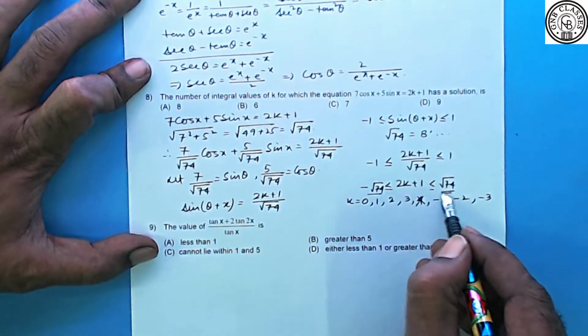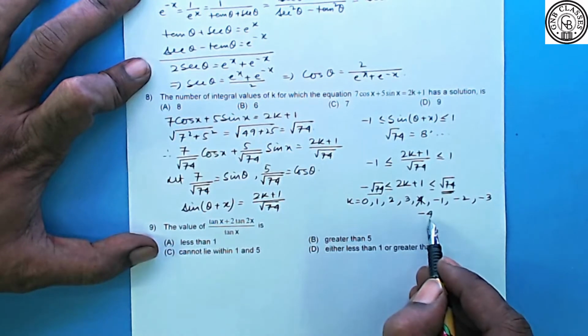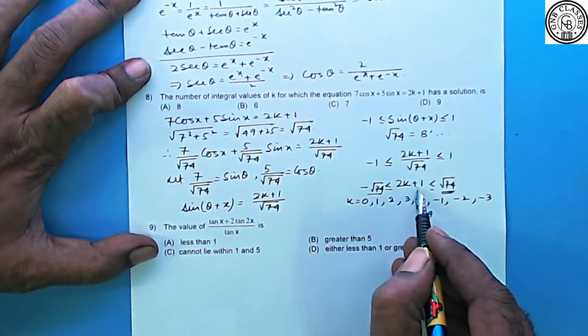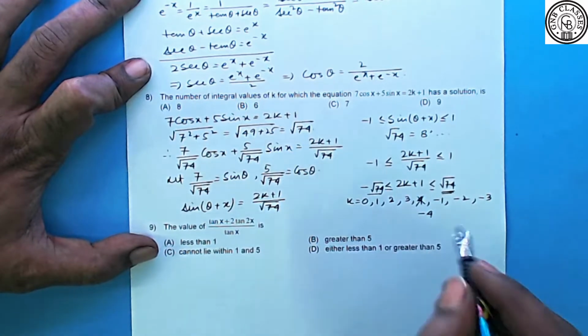Again, it is lying between this range. But if I take minus 4, look very carefully. Minus 4 gives you what? Minus 8 plus 1, that is minus 7. Yes, that is also coming very much within this range.